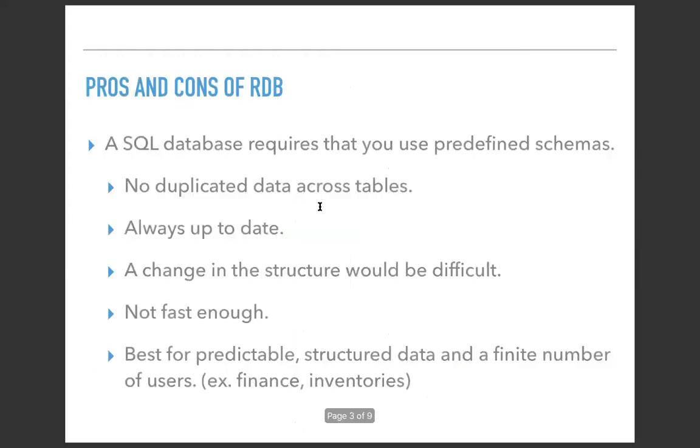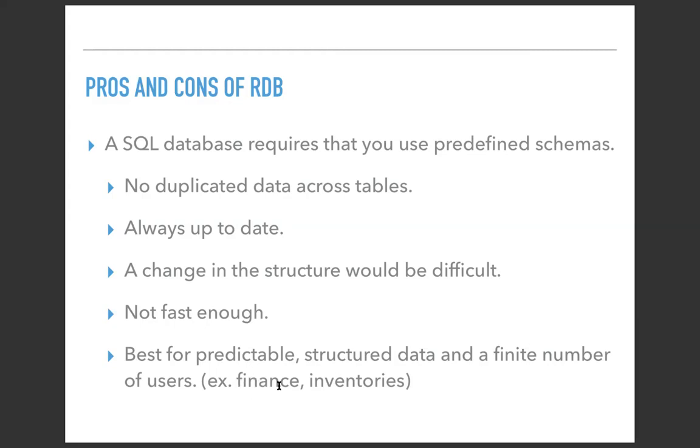Okay, so taking into consideration the pros and cons of relational databases, these databases are best for predictable and structured data and a finite number of users. What I mean with this is that if you need your data to always be up to date, and you know that the data is not going to throw at you new entities or some new unstructured something that you didn't expect, and you have a finite number of users, then this is your best choice.